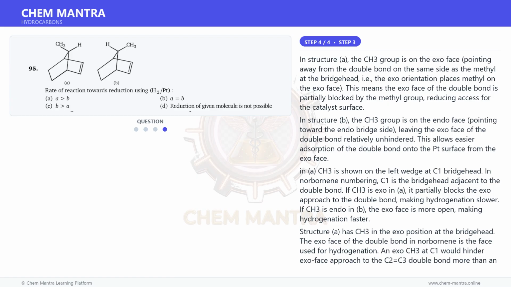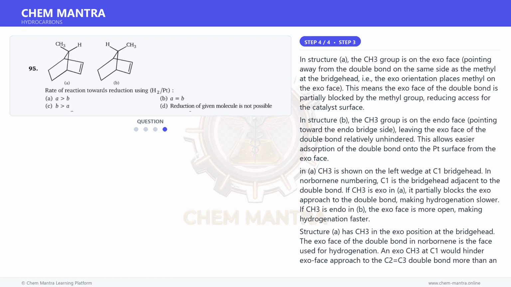The critical point is that in A, the CH3 group at the bridgehead points away from the double bond's reactive face, the exo face for H2/Pt, so hydrogenation proceeds faster. In B, the CH3 group points toward or over the reactive face of the double bond, hindering access to the Pt surface. Therefore A>B. Why other options fail?